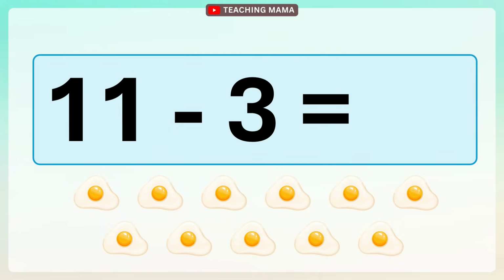11 minus 3 equals. What is the answer? The correct answer is 8.